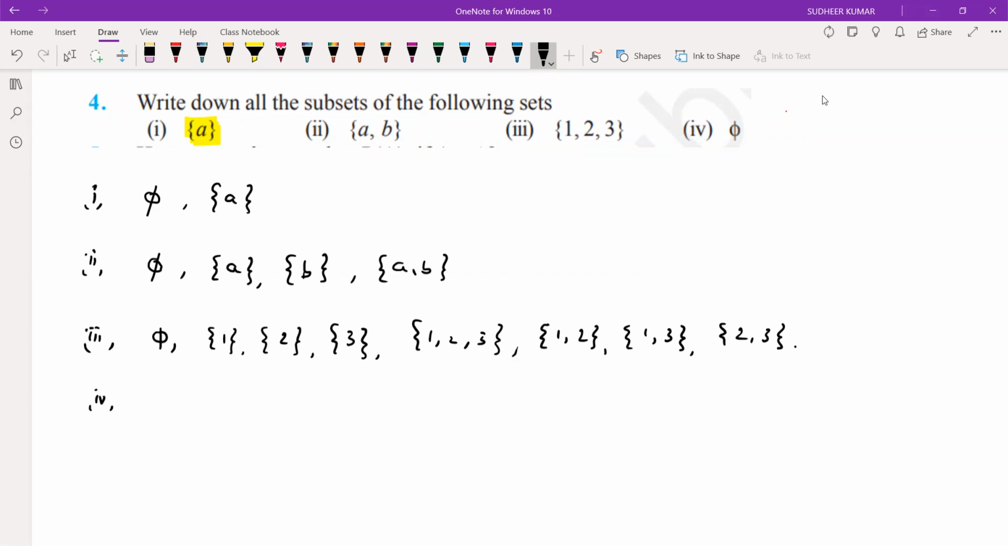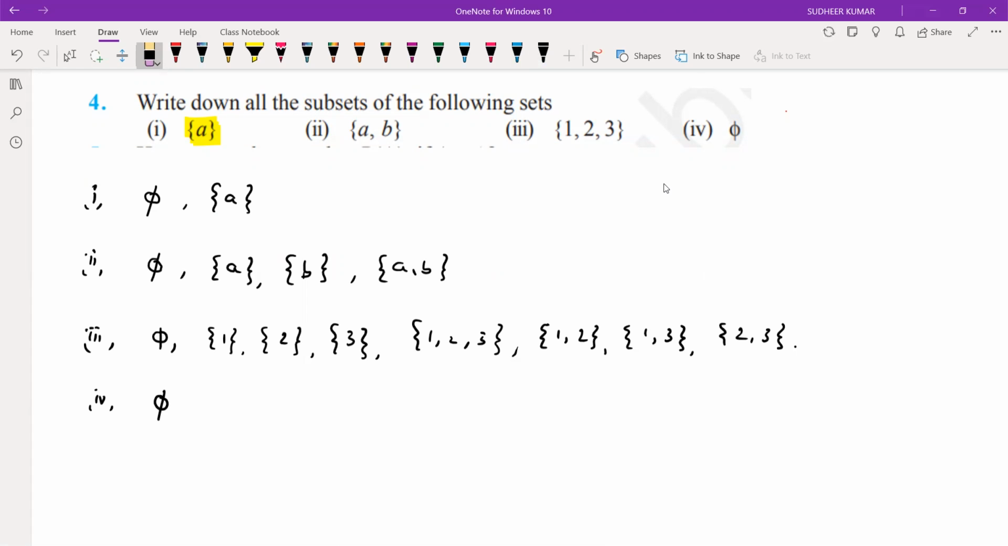Next, here, how many elements are there in the fourth one? Phi means it doesn't have any elements, right? That means the number of elements is 0, which we substitute in the formula. Phi is a subset of every set, so phi is one subset. Phi is also a subset of itself, but in this case both are the same, so we represent only one. So the subset of phi is phi only.